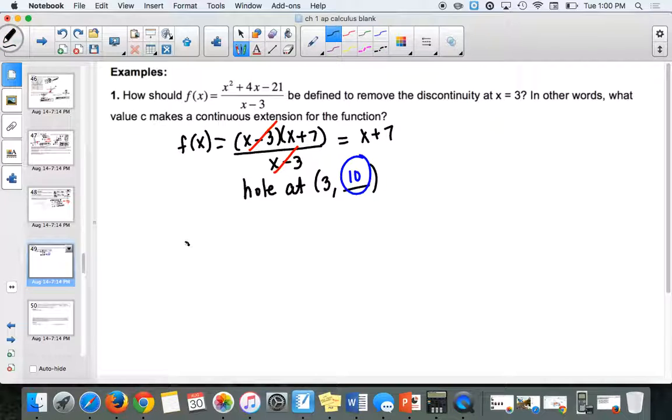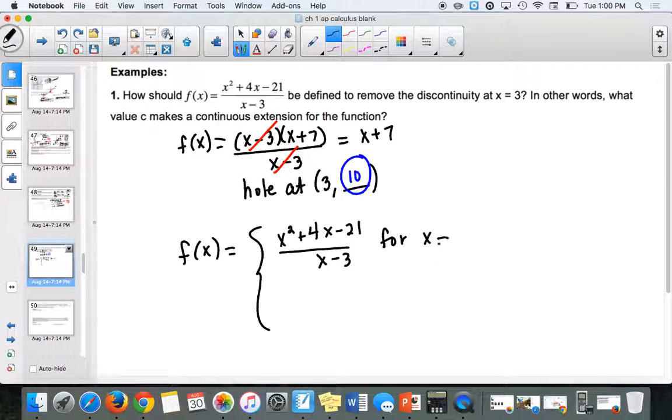If we were writing this as a piecewise function, what you would say is, I have x squared plus 4x minus 21 over x minus 3 for all x values except for what x value? 3. And then we want to define the value at x equals 3 to be what y value? 10. That's how you do a continuous extension. That fills in the hole. What we've done is we've made this equivalent to the line y equals x plus 7. We filled in the hole that was there. You're fine. And that's how you write it as a piecewise function. Sorry, guys.